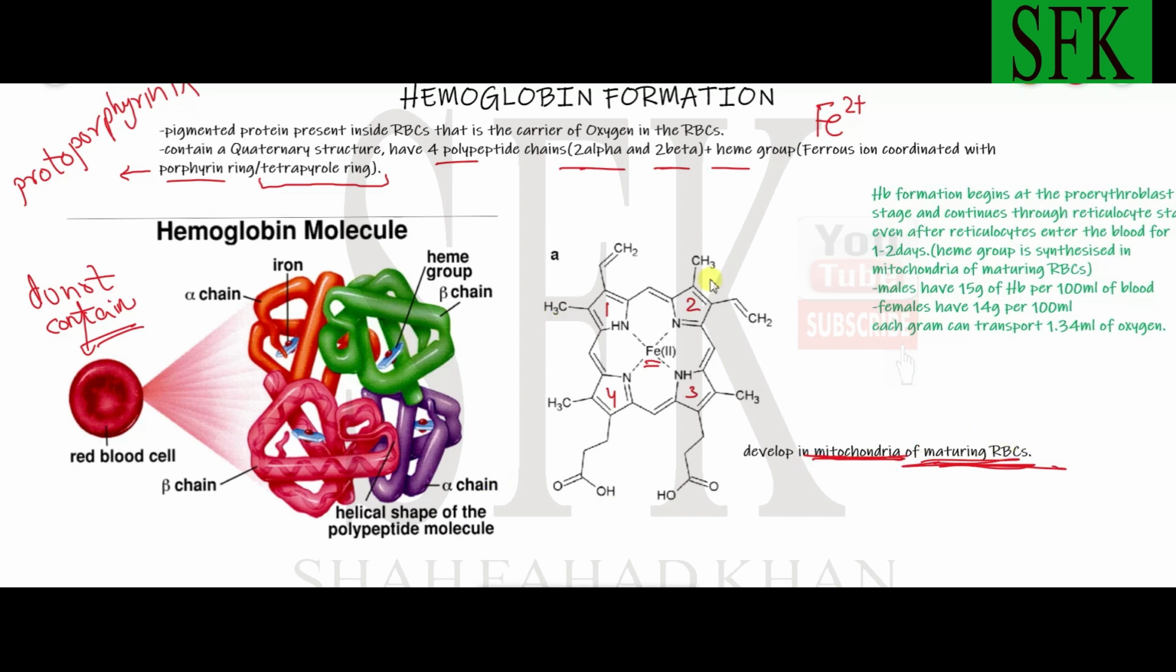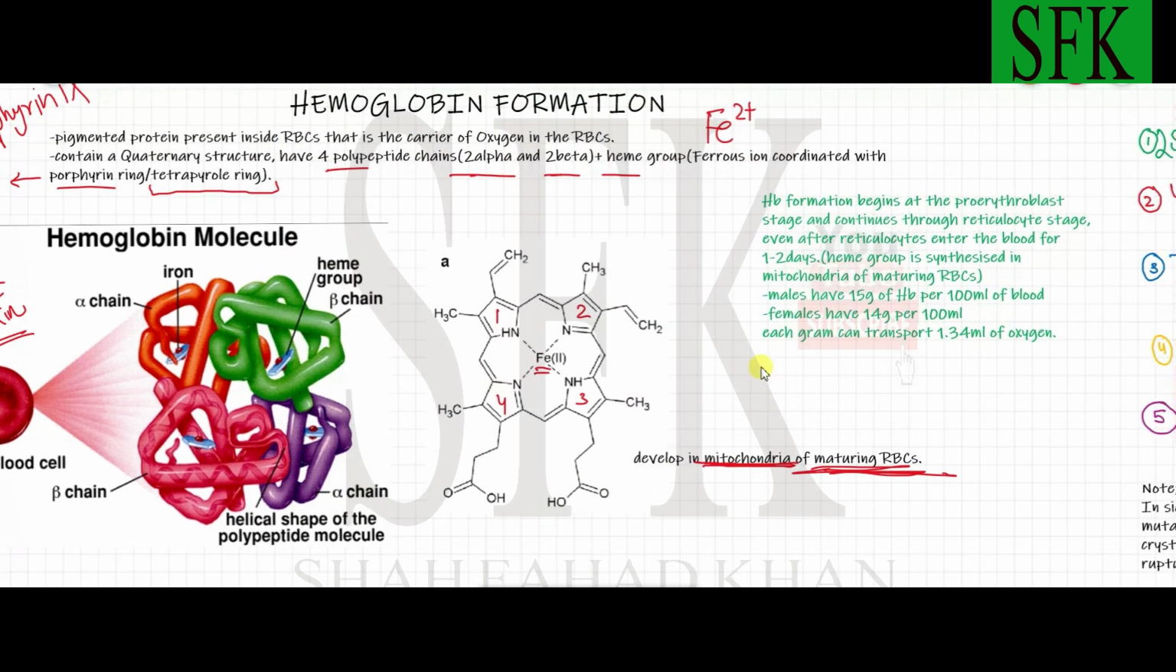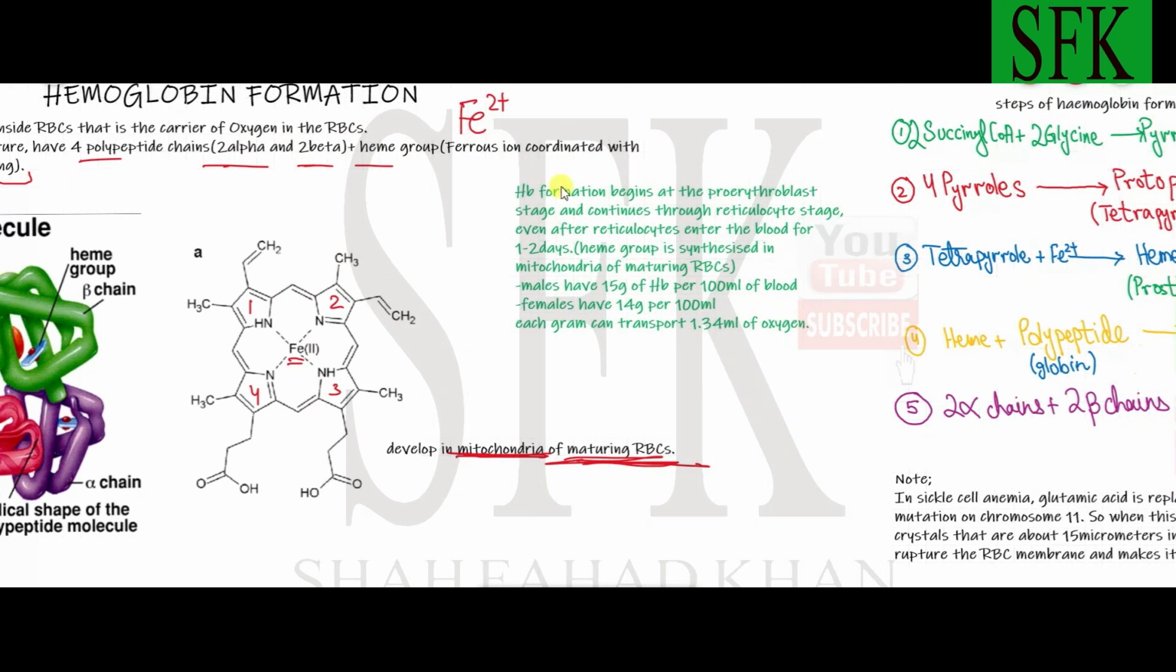Okay, this was an important fact. After this, the hemoglobin formation begins at the proerythroblast stage and continues through the reticulocyte stage. These are the different stages of red blood cell formation or maturation, which we've talked about in the previous lectures.